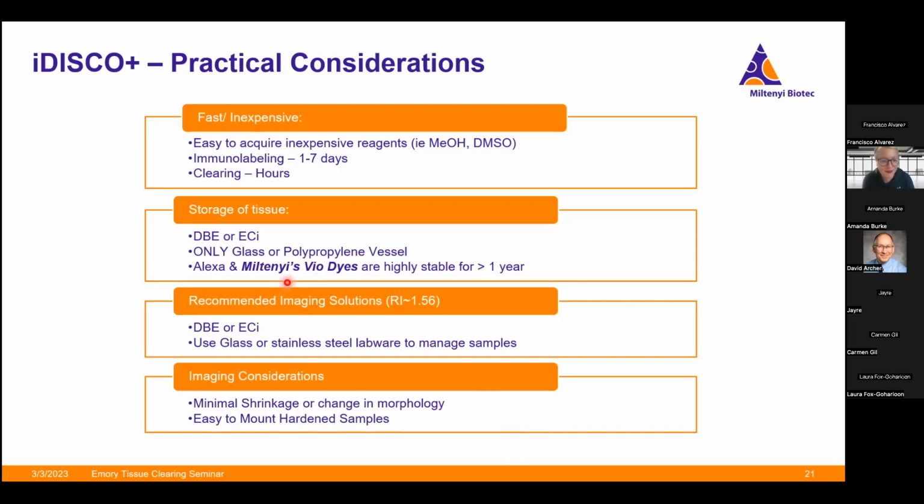Okay, so just some practical considerations about iDISCO. People like it because it's fast and inexpensive. Clearing takes hours, like we talked about. The immunolabeling is really the time suck of this method. For the storage of tissues, April jumped in and she would like you to store it in ECI. I still recommend that you clear with DBE, but storage should be done in ECI. Make sure you're filling up those tubes to the top. Oxidation really occurs during this storage time, after the sample has been stored for weeks, years.